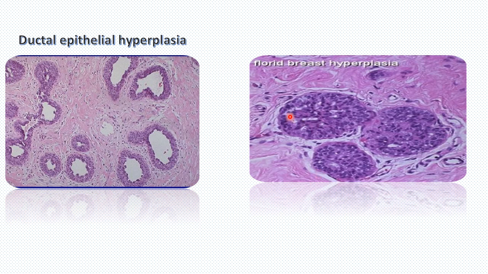This, on the other hand, you can see that more than 70% of the lumen is obstructed by the epithelial cells, so we call it florid hyperplasia. This is the basement membrane, and all these are epithelial cells inside the duct. So this is a florid epithelial hyperplasia.